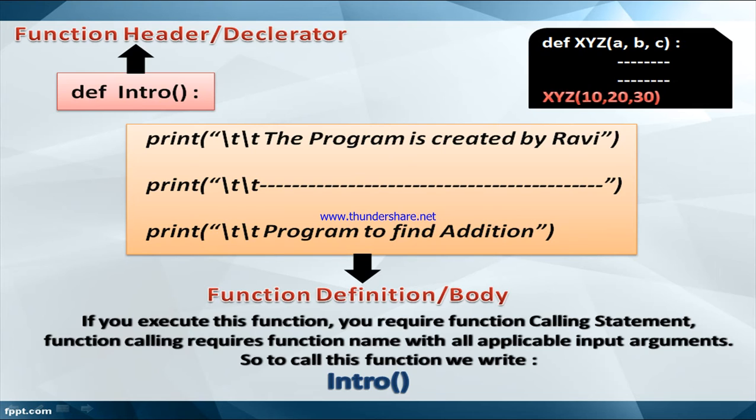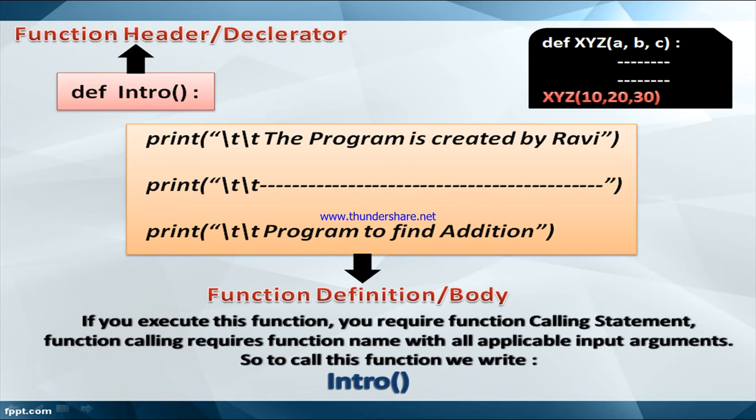Clear? And then the function declarator is followed by a colon. Just check the colon at the end of the function header. We should write a colon here. Then these three lines are known as the function definition, or we can say function body. Right? Just check the indentation of all these three lines, same indentation, and they are inside the intro function.